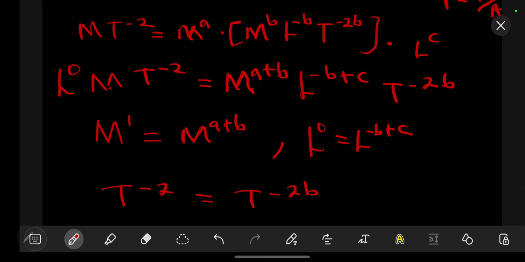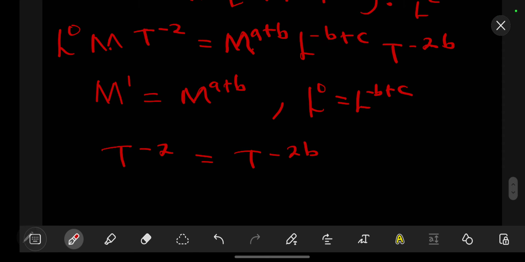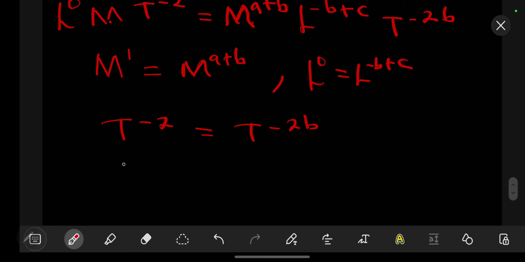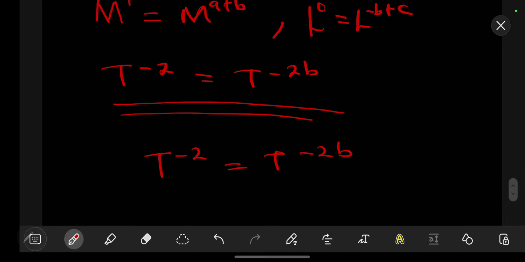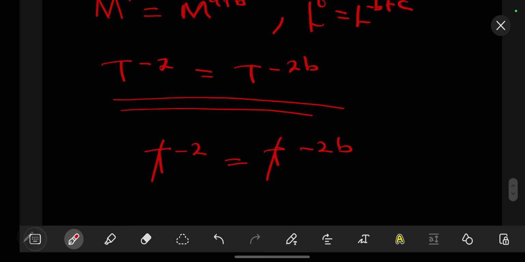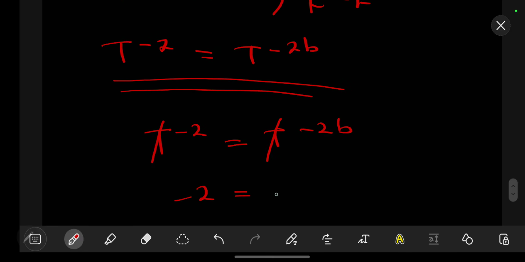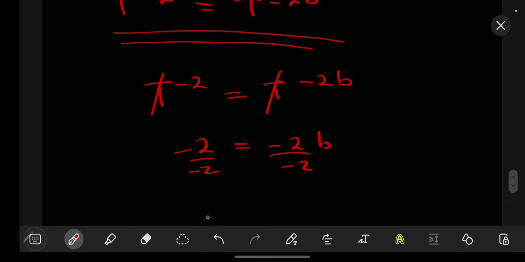So that means we are going to equate them. Let's begin with this one, since this one is the one having just one variable. We can say t raised to the power negative 2 should be equal to t raised to the power negative 2b. So this one and this one will cancel. So we have negative 2 should be equal to negative 2b. Then we are going to divide by negative 2, negative 2. So our b should be equal to positive 1.